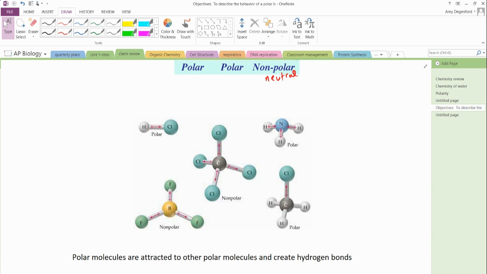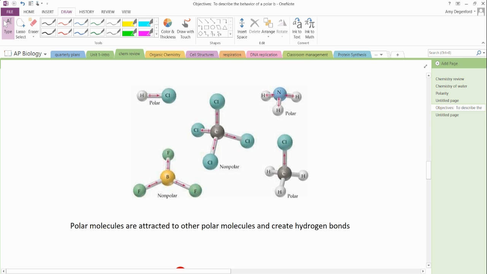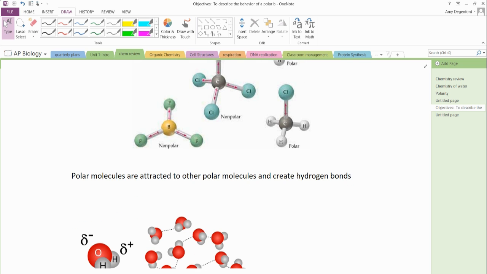Here's some more examples. Just the way they've drawn them is very nice as a three-dimensional. Polar molecules are attracted to other polar molecules because of those charges they have. And because they are attracted, they're going to create hydrogen bonds. Now, hydrogen bonds, the bonds is a bit of a misnomer. It really is an attraction. So it's not like a covalent bond or an ionic bond. It's between two molecules. Attraction between two molecules.